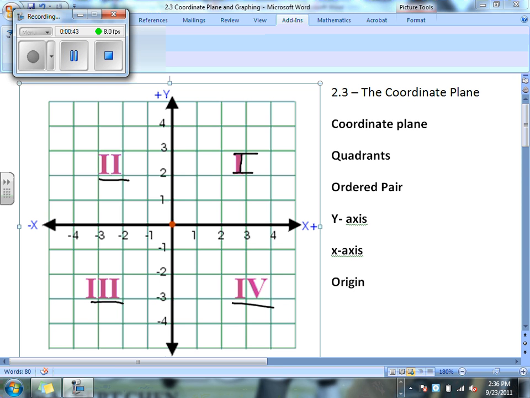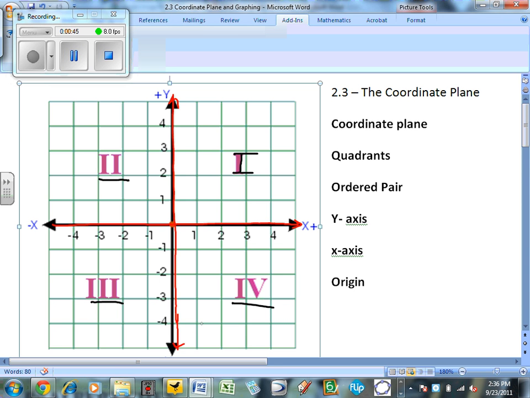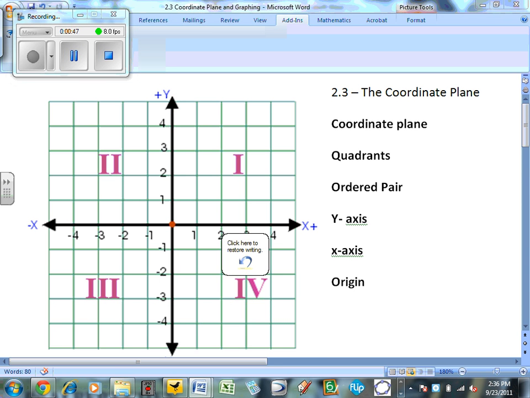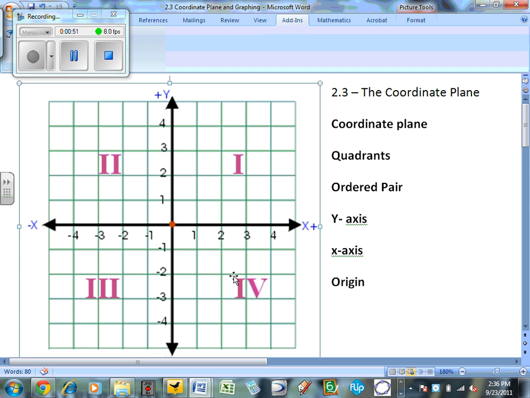An ordered pair on this graph will tell me exactly where that point is on the graph. If you ever played Battleship, that's exactly where ordered pairs are used. An ordered pair gives me an x value and a y value. It tells me what direction I go on the x-axis, the horizontal axis, and what direction I go up or down on the y-axis.